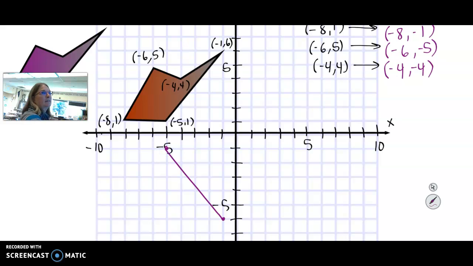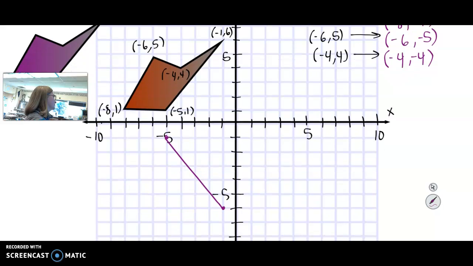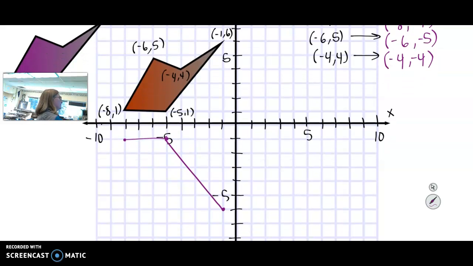And then -8, -1. -8, -1. And then I have -6, -5. There's -6, -5. And -4, -4. So it should look something like that.